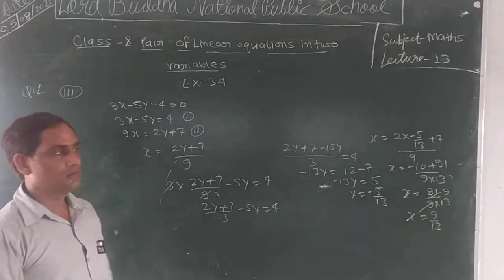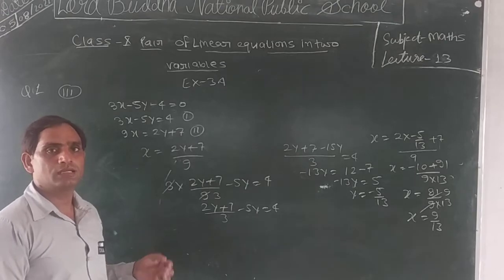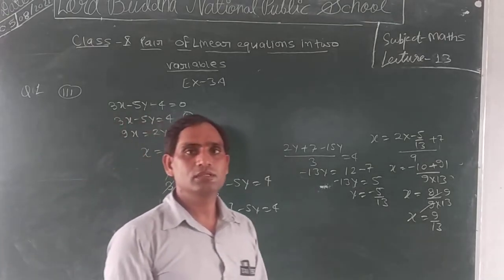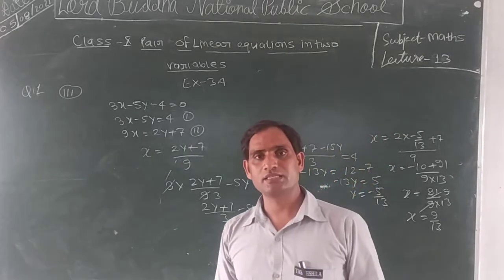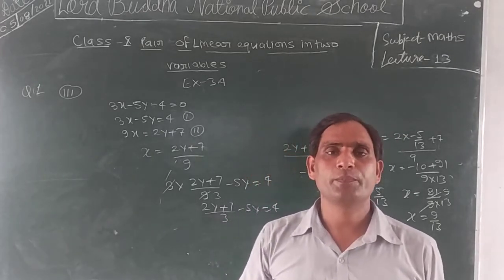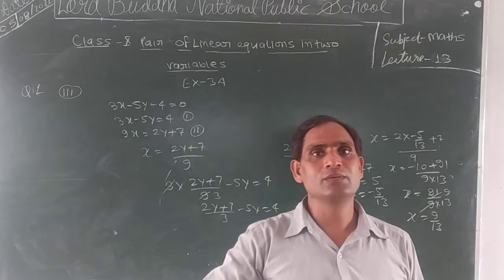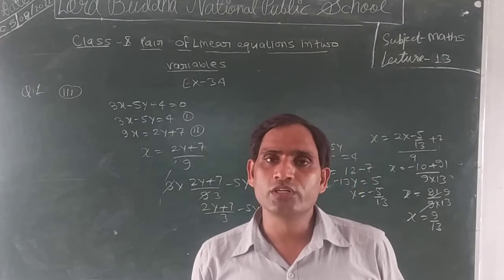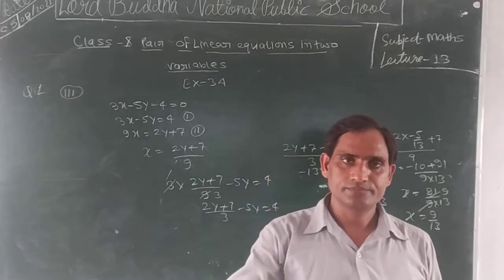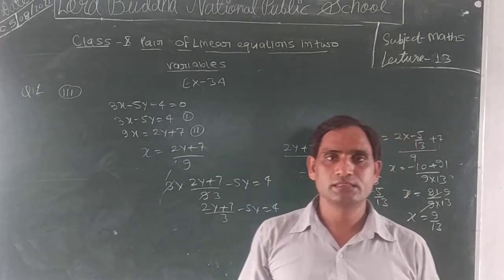In this way, by both the methods, elimination and substitution, we solve this equation and find the same value of x and y. It means that if we solve a pair of linear equations by any one of the methods, either substitution or elimination, there will be no difference in the answer. Okay? Now, we will discuss its fourth part.